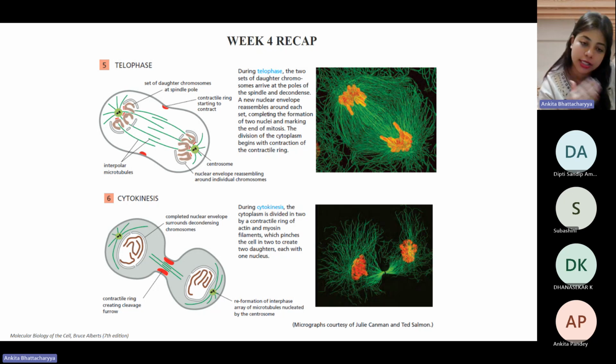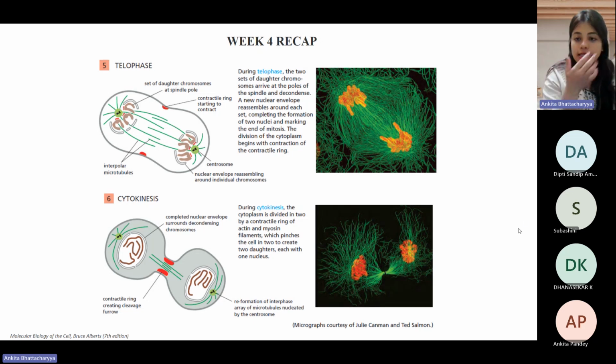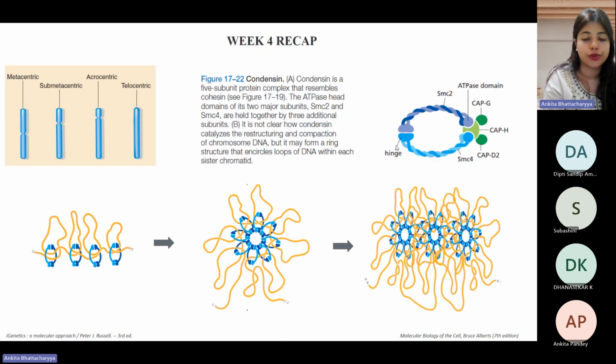So cyto is for the cytoplasm or cell, kinesis is for division, versus karyokinesis is for karyon, which is nucleus, and kinesis is again for division. So nuclear division and cytoplasmic division are being regulated at these two different steps. So with this, we understand what is happening during the process of cell division.